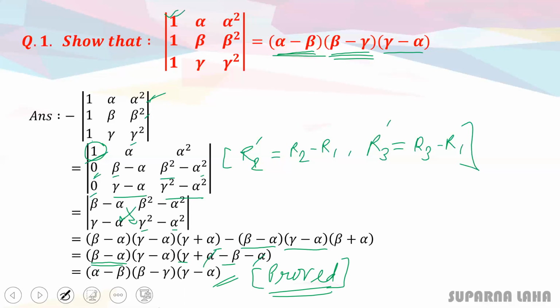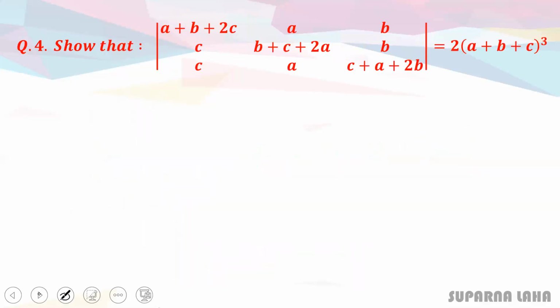After using any operation or any property, just write down the property and the operation after this line. Okay, so moving to the next problem. A plus B plus 2C, A, B; C, B plus C plus 2A, B; C, A, C plus A plus 2B. So this is an order 3 determinant.